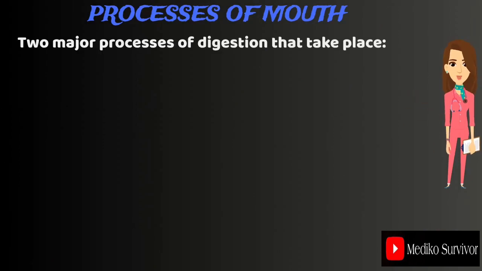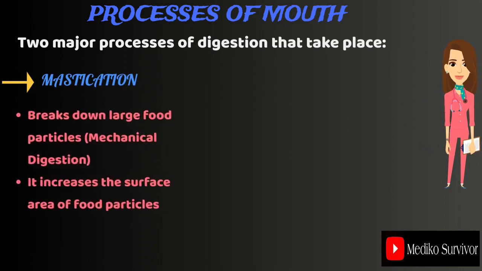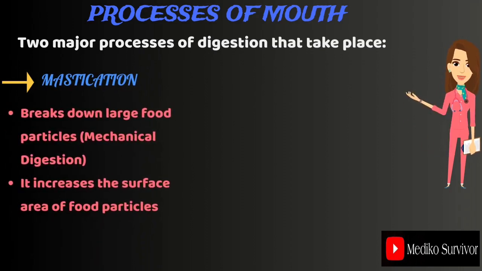Digestion begins in the mouth by two processes. Number 1. Mastication or chewing. By this, mechanical digestion takes place. Teeth will chew and break down large food particles, increasing the surface area of food particles.